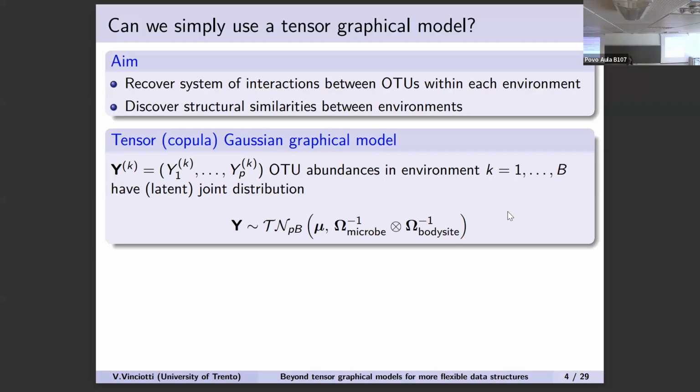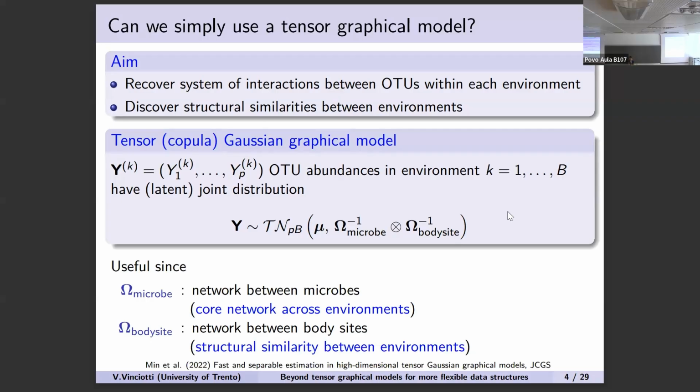So this matrix here is a very large matrix, P times B. P was about 100, B was 13. So it's a large matrix. So we need to do some modeling, and the simplest one is this Kronecker product between the precision matrix related to the dependencies between microbes and the one for dependencies between body sites.